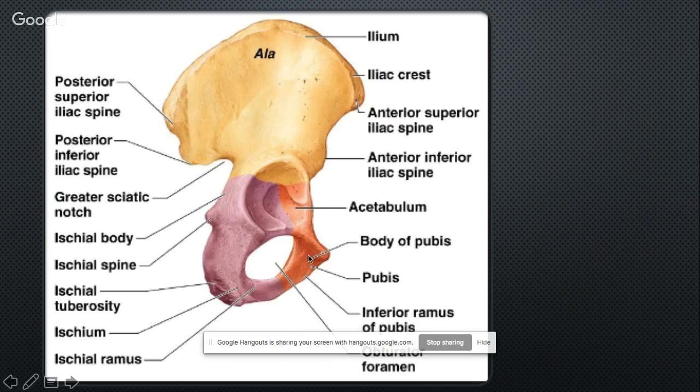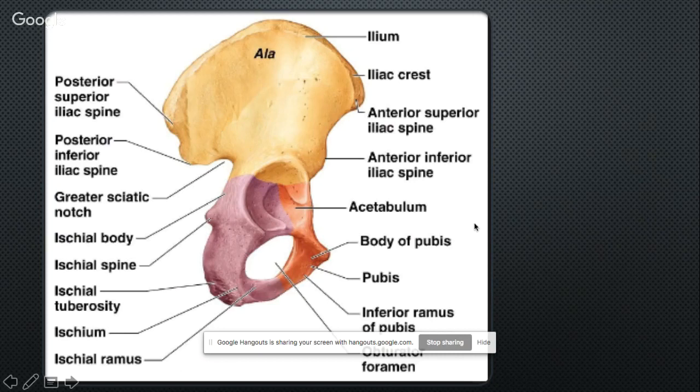So that way you can orient yourself, and also the notches, the lesser and the greater sciatic notches, are going to be posterior. So then you'll see that the posterior superior iliac spine and the posterior inferior iliac spine are above the greater sciatic notch here. And then the anterior superior iliac spine and the anterior inferior iliac spine are on the anterior side where the pubis is. This right here in between the greater and the lesser sciatic notches is the ischial spine, ischial tuberosity down here, obturator foramen.